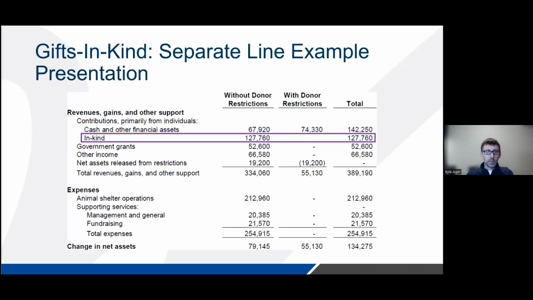So here, the only thing that we're going to do is just highlight that new line on the statement of activities. The wording might change a little bit depending on the organization and how they want things to show up. But essentially, there's going to be a new separate line on the statement of activities to show those in-kind transactions.